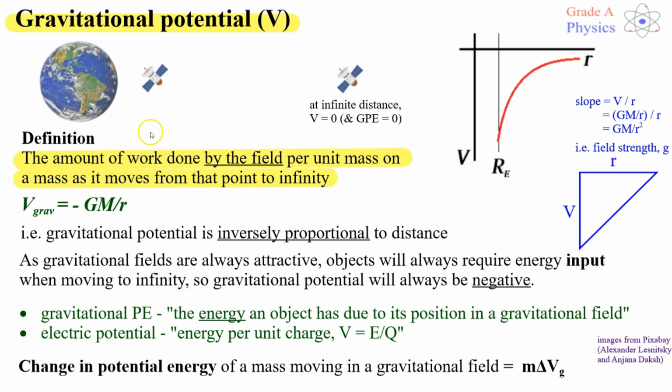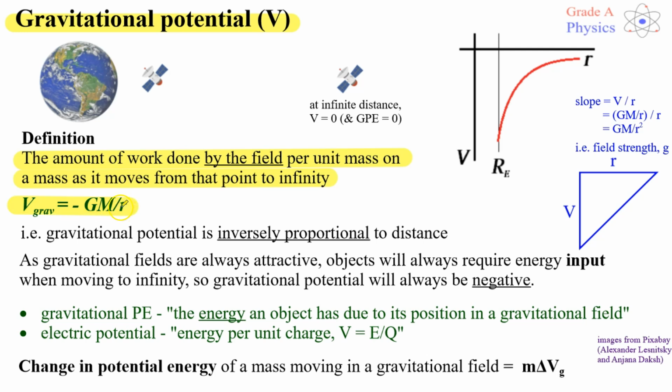Right, so that's our definition, and let's look at the next stage. We've got V, which is not a very helpful symbol because normally we associate V with electric potential or potential difference, and there are similarities as we will see. But normally we'd write this as capital V with G or grav. So gravitational potential is minus Gm over r.